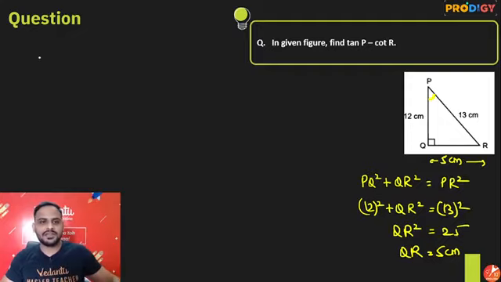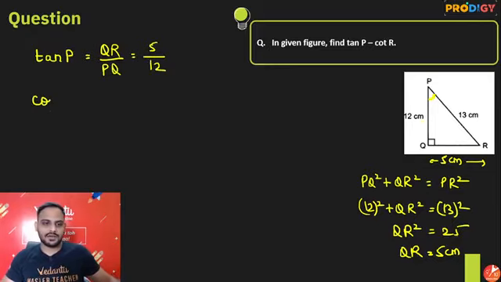So for tan P, what is the perpendicular, beta? Listen here. If P is my theta, perpendicular will be the opposite side, which is QR upon PQ, base, perpendicular upon base, which means 5 by 12. Let's see what is cot R. Let's see what is the value of cot R.